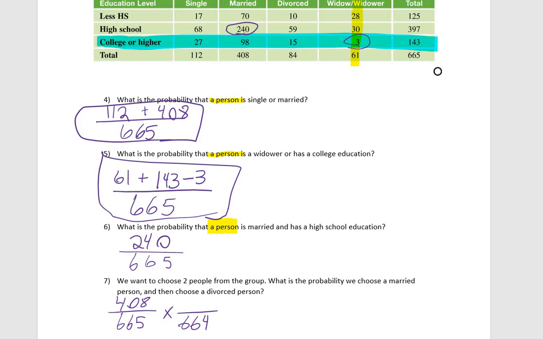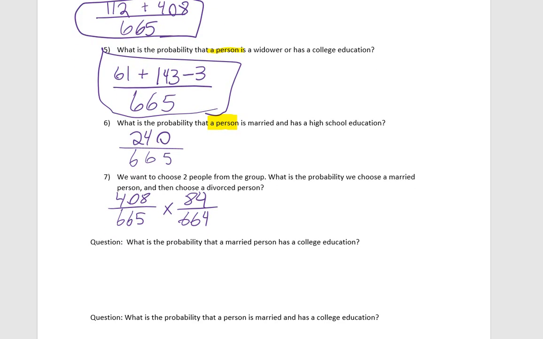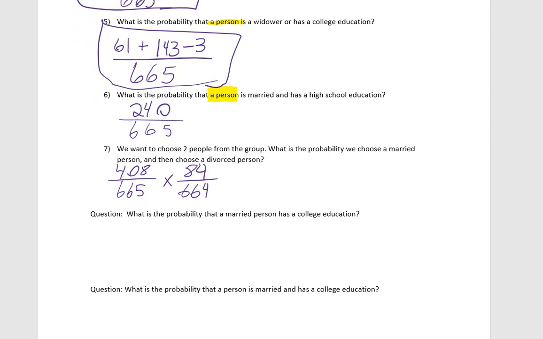664 over 84 for those divorced people. All right, these last two are going to be kind of tricky. I'm not trying to trick you, but we have to be careful. So what is the probability that a married person has a college education versus what is the probability that a person is married and has a college education?